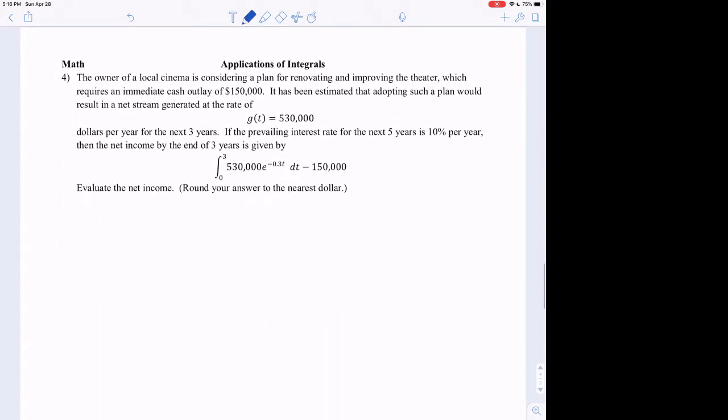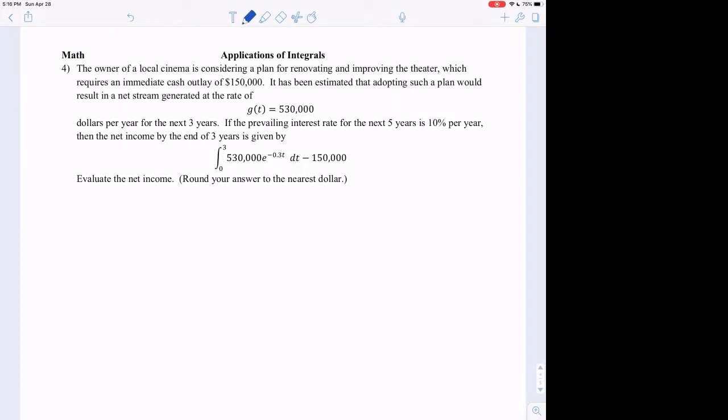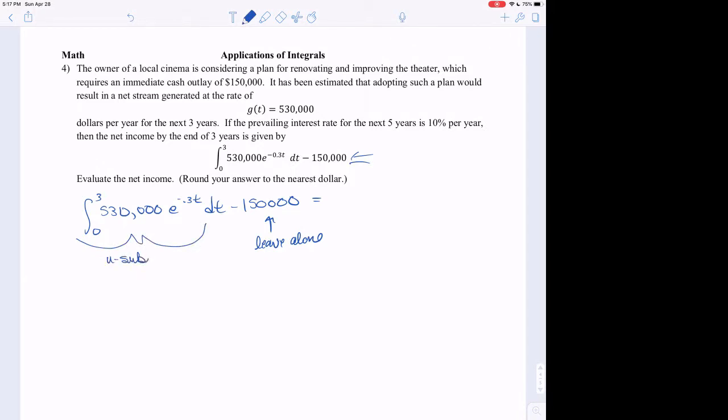Now, for the next question, it's asking us to find the income stream. But what it gives us is the integral that it really wants us to use. So all you have to do for this question is to integrate it from 0 to 3, is to evaluate this integral. It tells us everything it wants us to do. So all you have to do is calculate that. So you leave this alone, and you use substitution here.